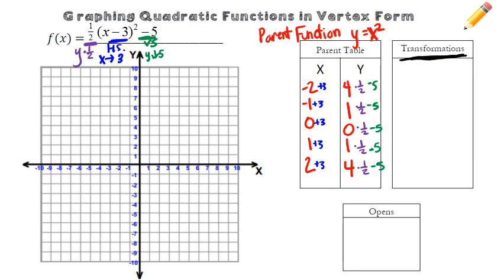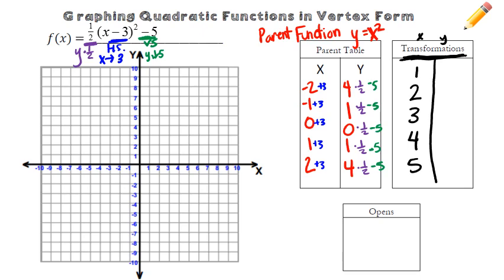Now for the transformations, we're just going to do the math. We're going to take care of what we said in the parent table. So -2 plus 3 is 1. -1 plus 3 is 2. 0 plus 3 is 3. 1 plus 3 is 4. 2 plus 3 is 5. Left side's done. Let's take a look at the y values, your right side.